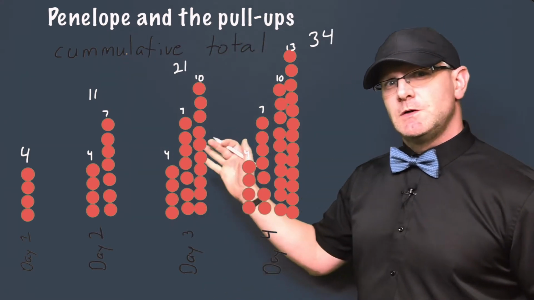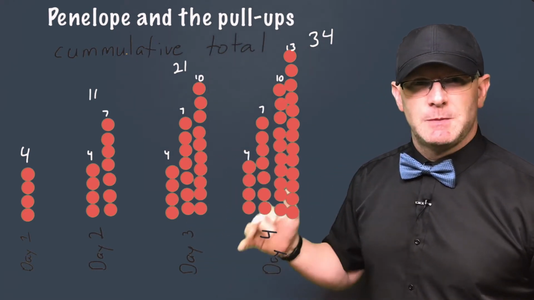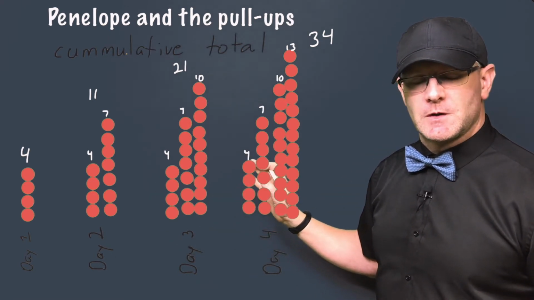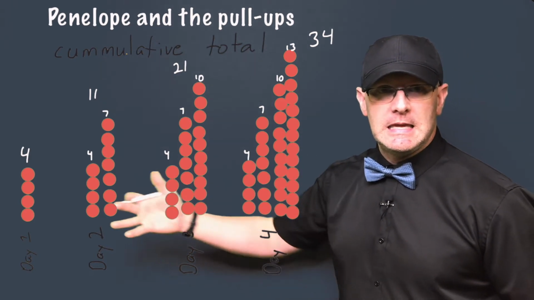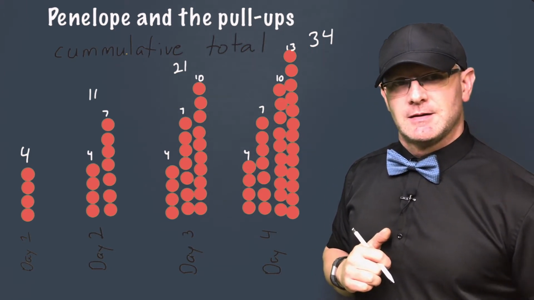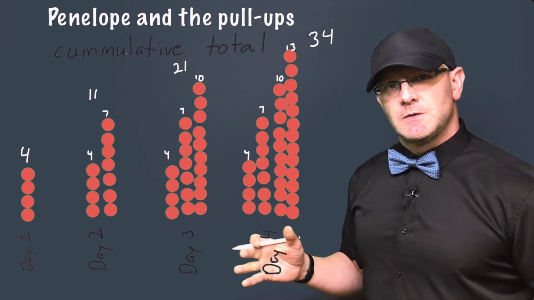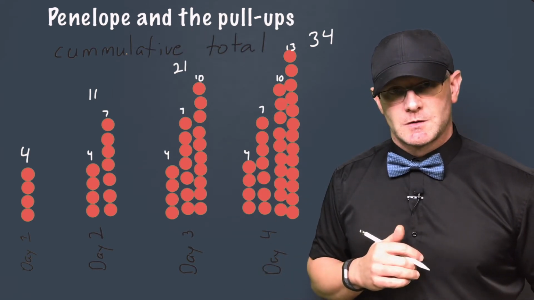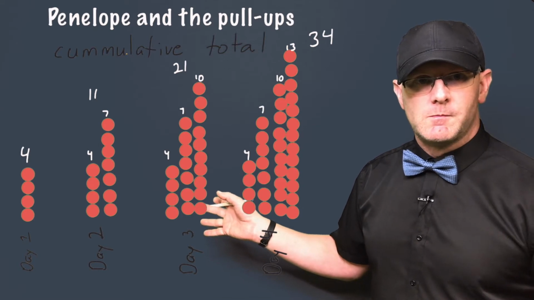So what we want to do is be able to model how many pull-ups Penelope has done total in our time that we're tracking, this little contest. So the first thing I'm going to do is write a recursive rule. To write this recursive rule, I start at f of 1 equals 4.